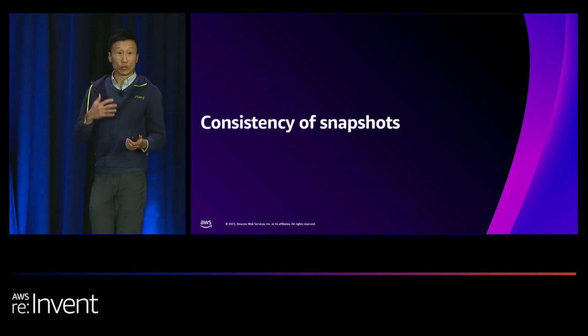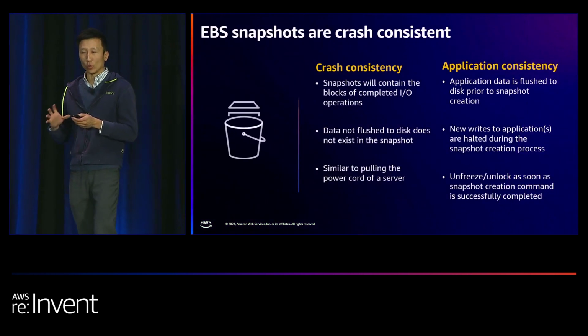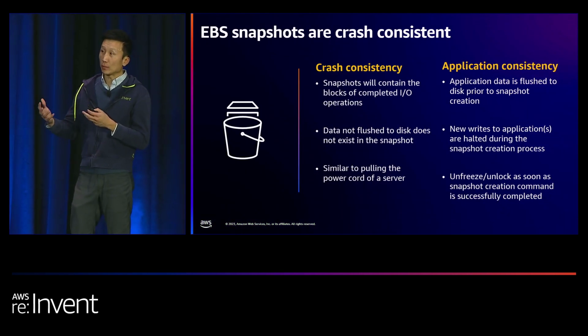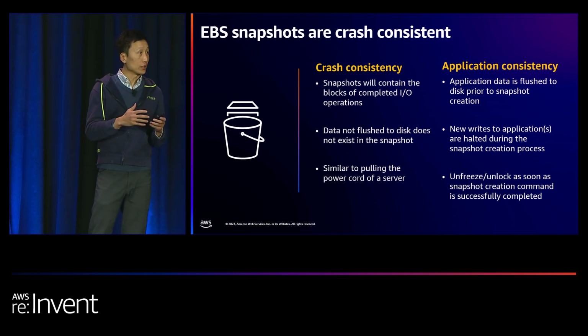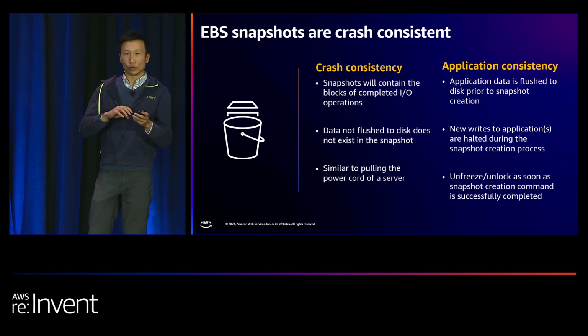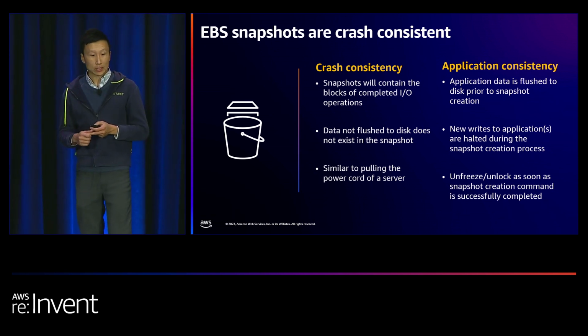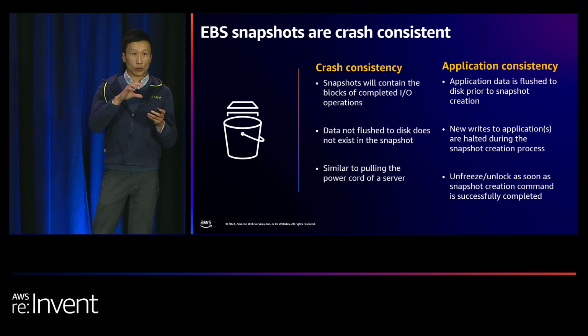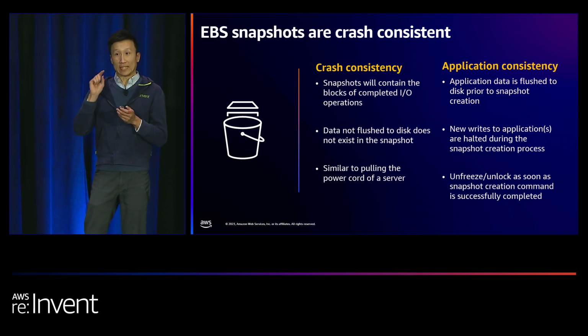Thanks, Subi. So earlier on in one of the slides, Subi mentioned that by default, when you're creating EBS snapshots, they're crash consistent. So I'm going to take a couple of minutes to talk about exactly what crash consistent snapshots are and what's the difference between crash consistent snapshots and application consistent snapshots and why you might want to choose one over the other. So crash consistent snapshots will contain the blocks of all completed I/O operations, all the I/O that's on disk at the time that you initiate the snapshot.